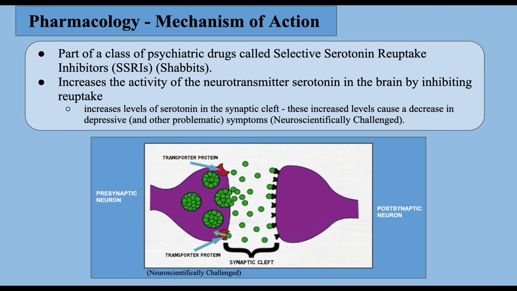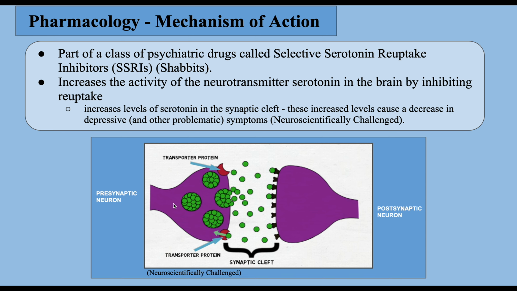Now, you might be wondering, what the heck is an SSRI? Well, fluoxetine is part of a class of psychiatric drugs called selective serotonin reuptake inhibitors, or, yeah, you guessed it, SSRIs. These drugs increase the activity of the neurotransmitter serotonin in the brain by inhibiting reuptake. Let's look at what that means.